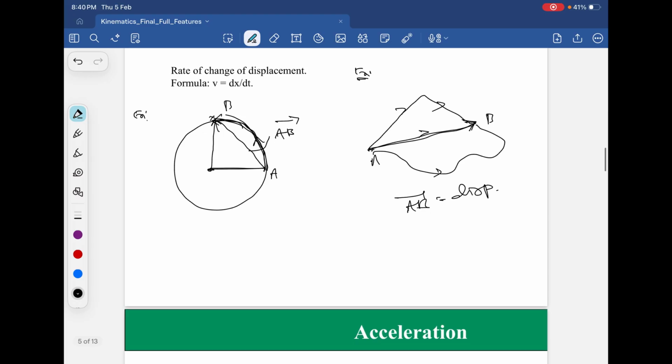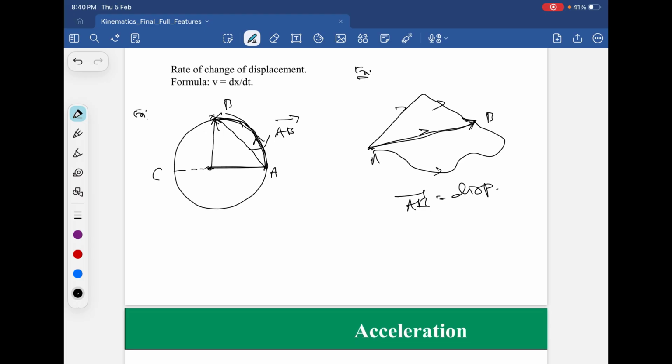Now for example if you go from A to C, you can follow A to C, it is a curved path now, which is the longest path, and the straight line A to C is the shortest path. So here AC is the shortest path. So that is for A to B, and this is for A to C. Now for A to B, AB bar is the shortest path. This is called displacement.